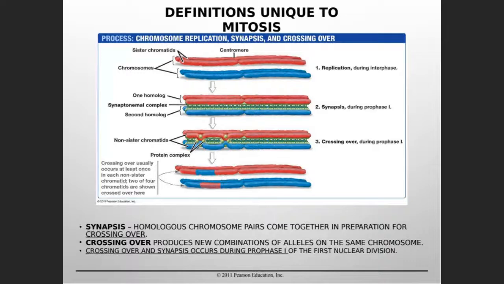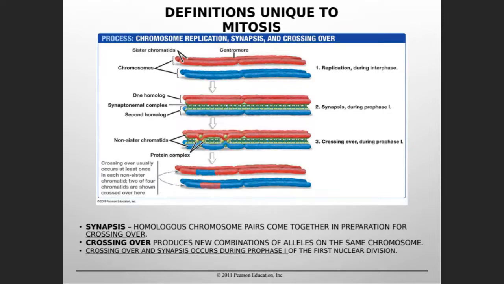Now, the definitions unique to mitosis here, I don't know why it says mitosis, it should be meiosis, are chromosome replication, synapsis, and crossing over. So this whole thing with sexual reproduction, if you remember, is ultimately about genetic variation, right? Genetic diversity. You get half your chromosomes from mom, you get half from dad. That's a lot of genetic diversity. But also when you're making your sex cells and dividing in meiosis, you have some other mechanisms for diversity. In this case, one of them is called crossing over.